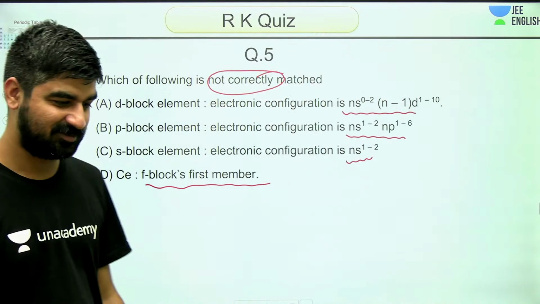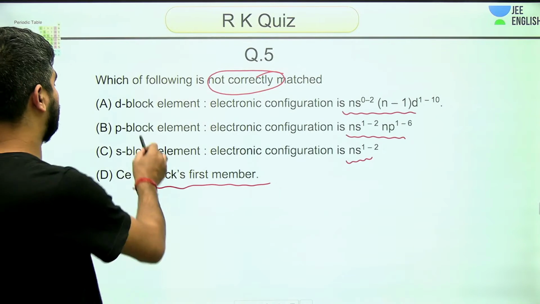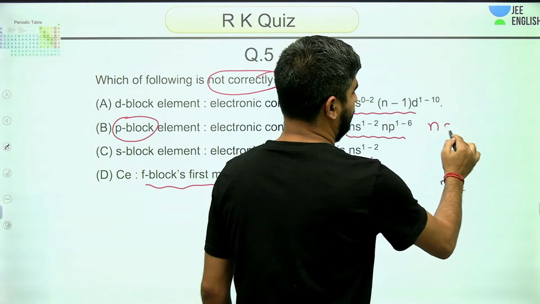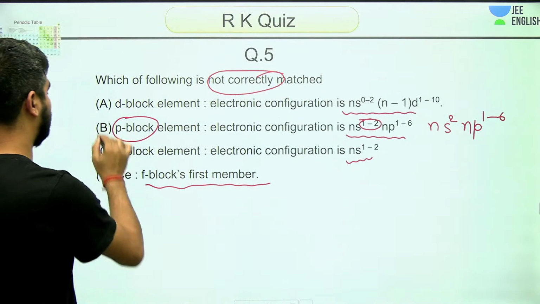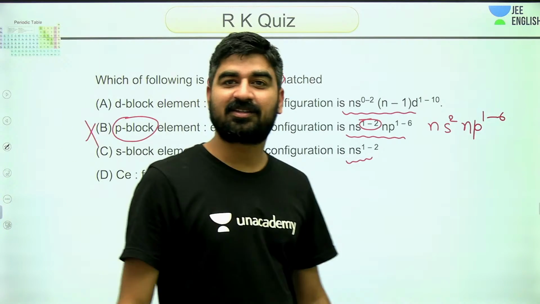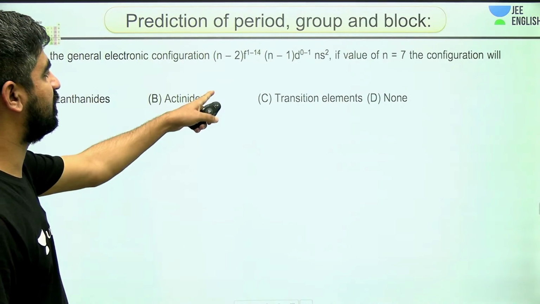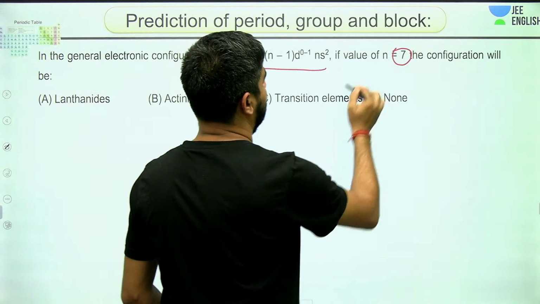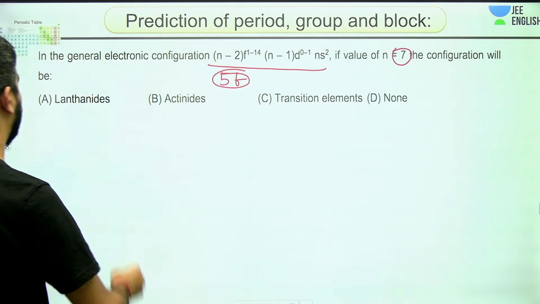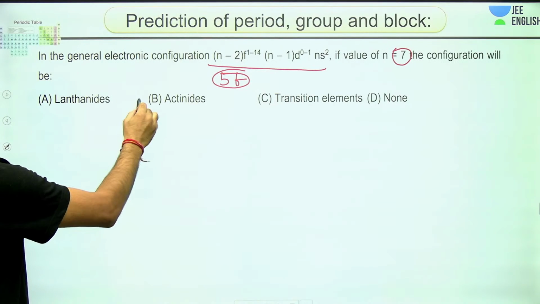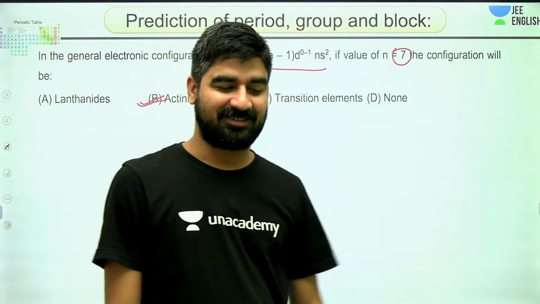Got it? So guys, for p block, you know that the general configuration will be ns2 np1-6. Now it says 1 to 2, so this will be incorrectly matched. Okay guys, so these are all the problems. The general configuration of this, and if n is 7, just put it here. It will be 5f, so it would be lanthanoids or actinoids. Actinoids. If it would have been 4f, then it would have been lanthanoids.